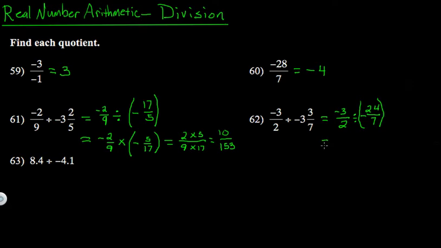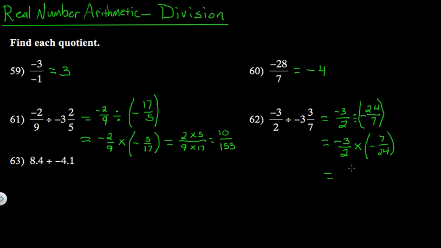And then to divide fractions, again, we keep it, change it, flip it. So the first fraction, we keep it the same. So this is negative 3/2. Division, we change it to multiplication. And then the second fraction, we flip it. We find the reciprocal of it. So this becomes negative 7/24. Then we multiply. Off the top, we know the answer is positive because a negative times a negative is a positive.